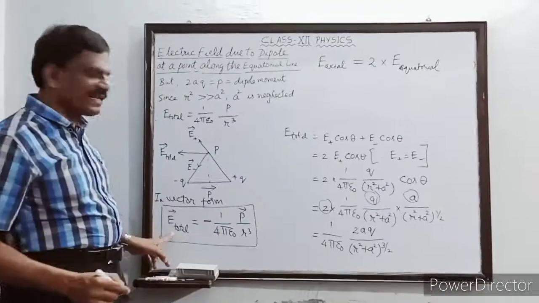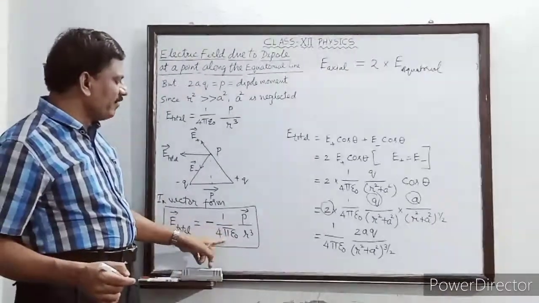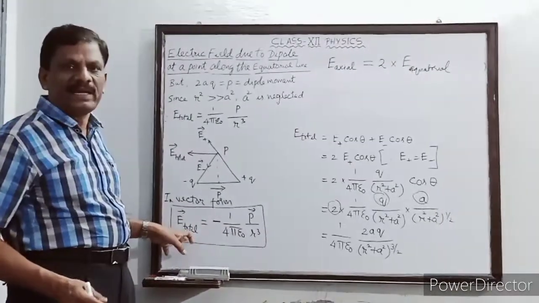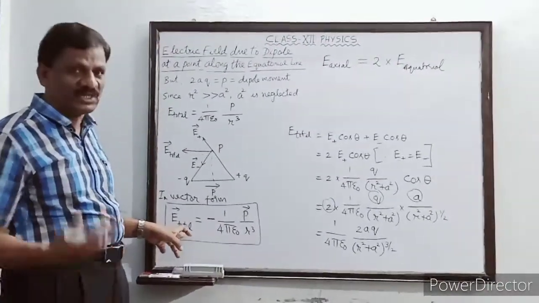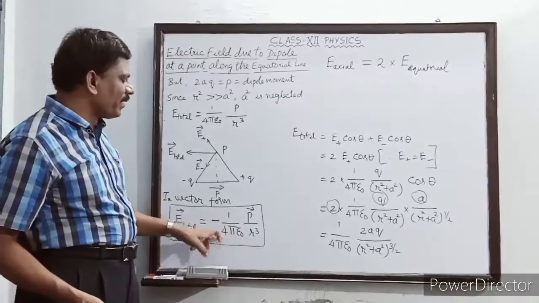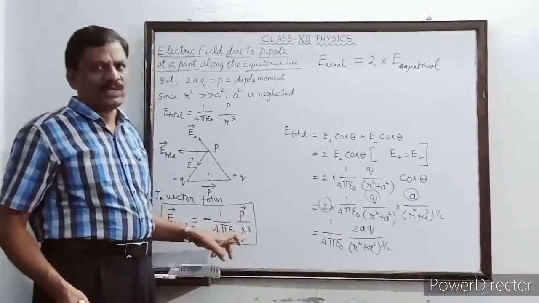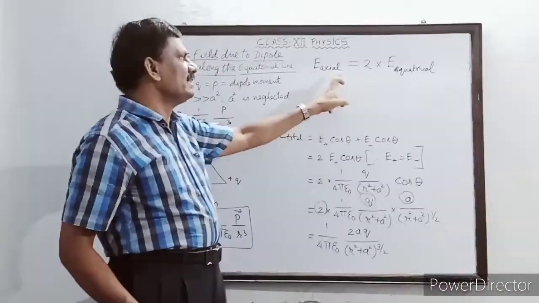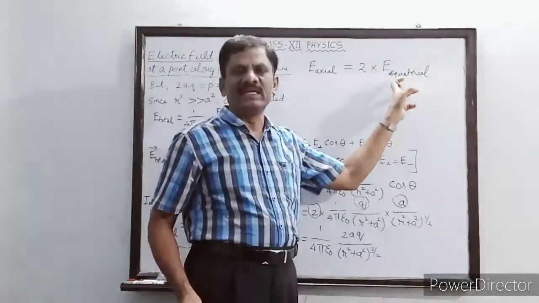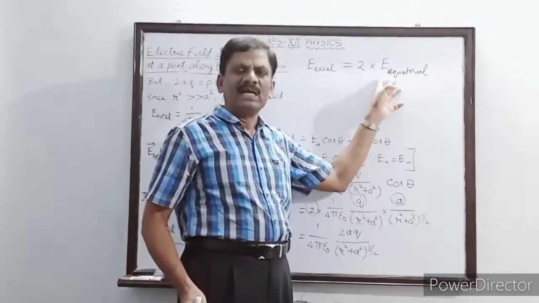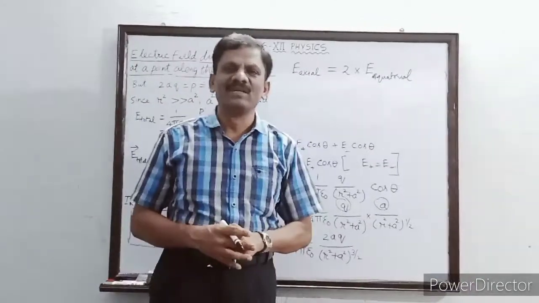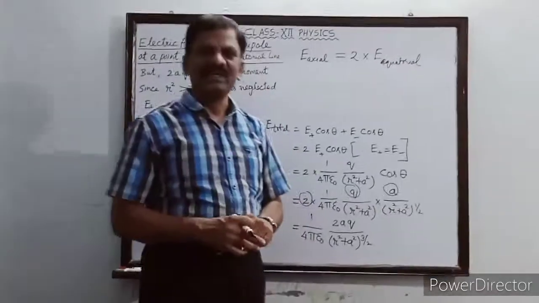In the axial line what we got is 1 by 4 pi epsilon naught into 2p by r cube. But for the equatorial line at the same distance r, the expression we are getting is 1 by 4 pi epsilon naught into p by r cube. So the magnitude of the electric field along the axial line is equal to twice the magnitude of the electric field along the equatorial line at the same distance. I hope you must have understood. So we will meet you in the next topic.